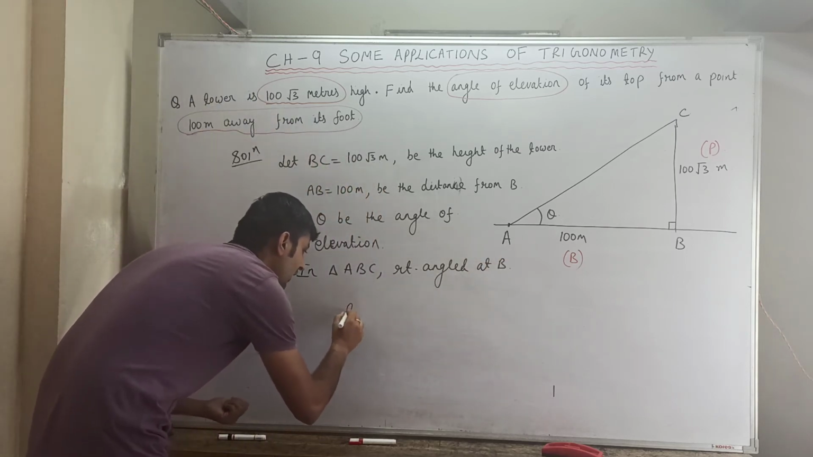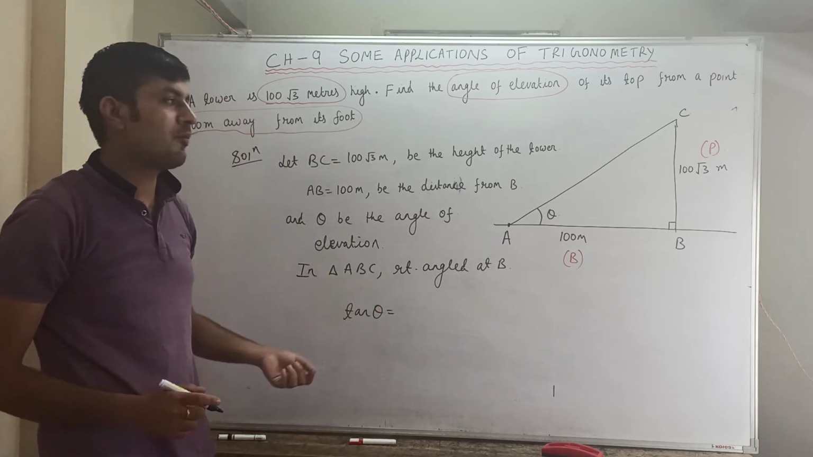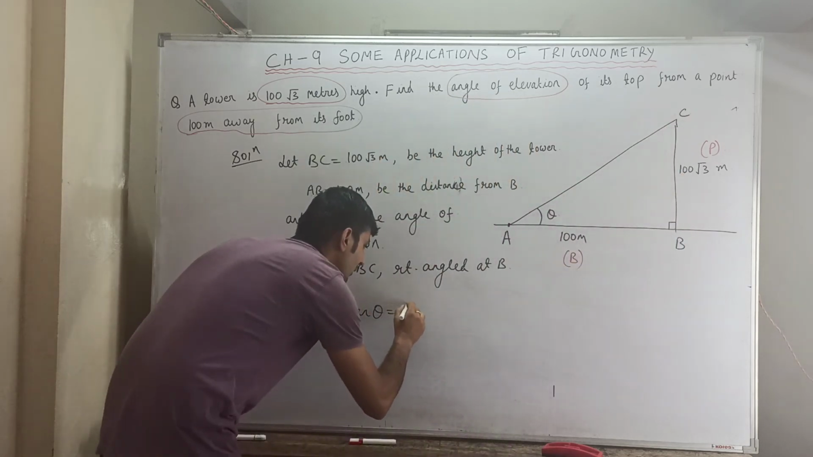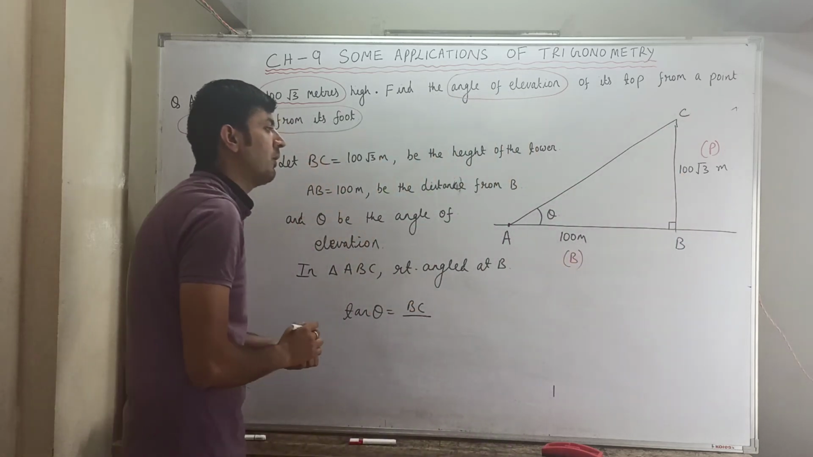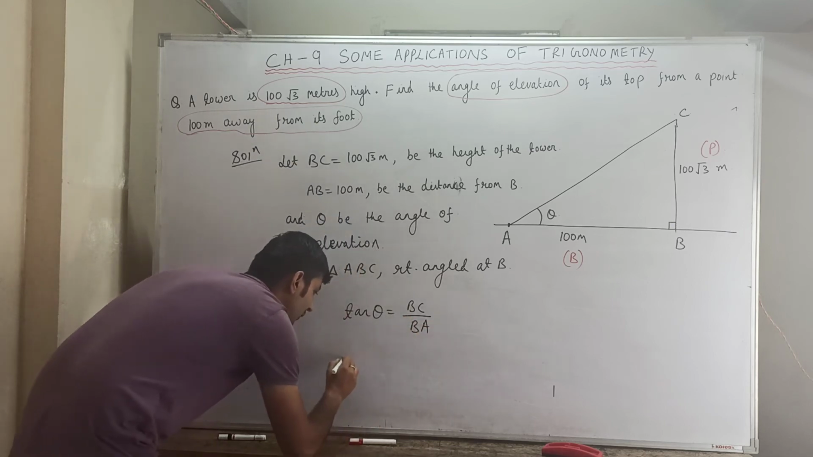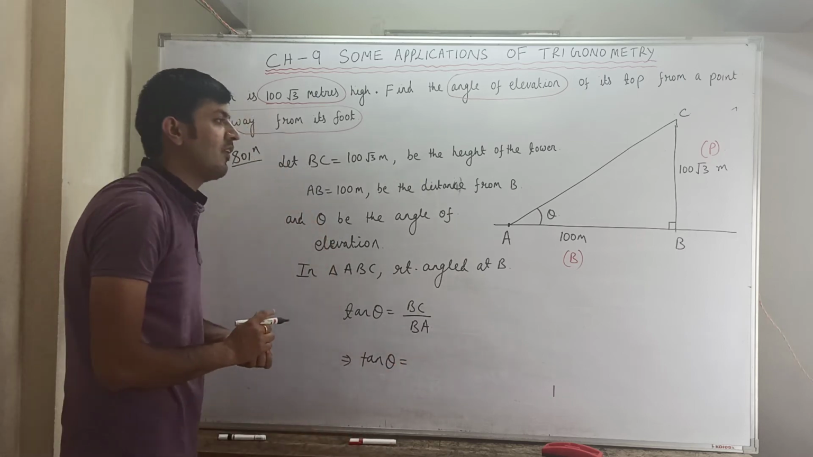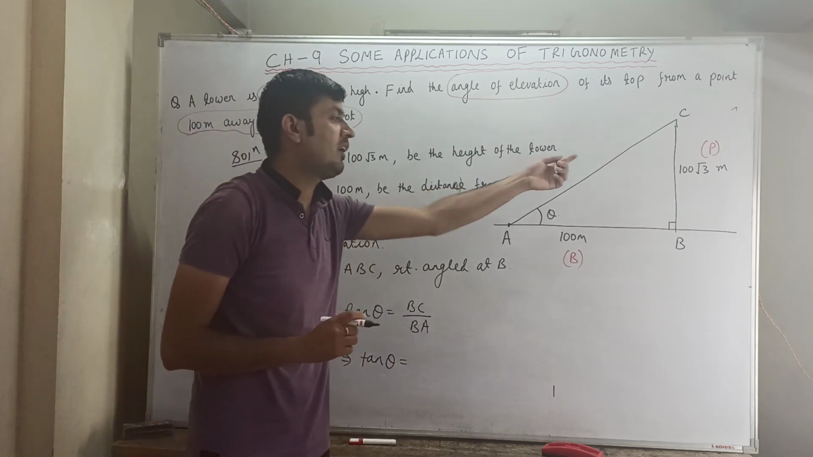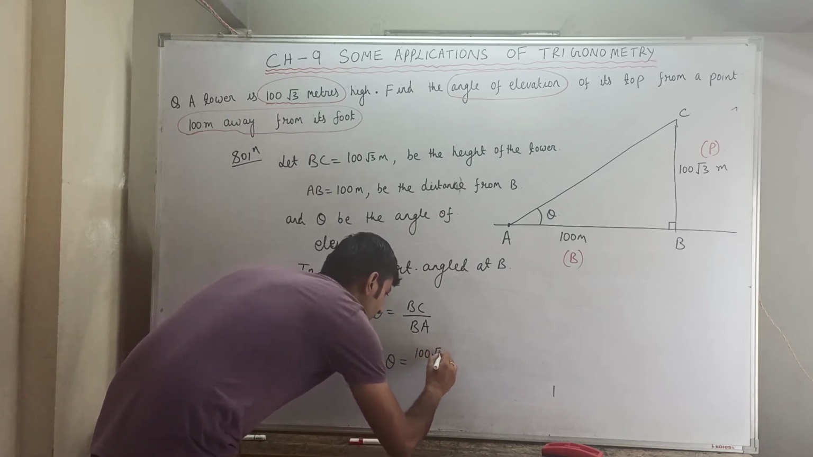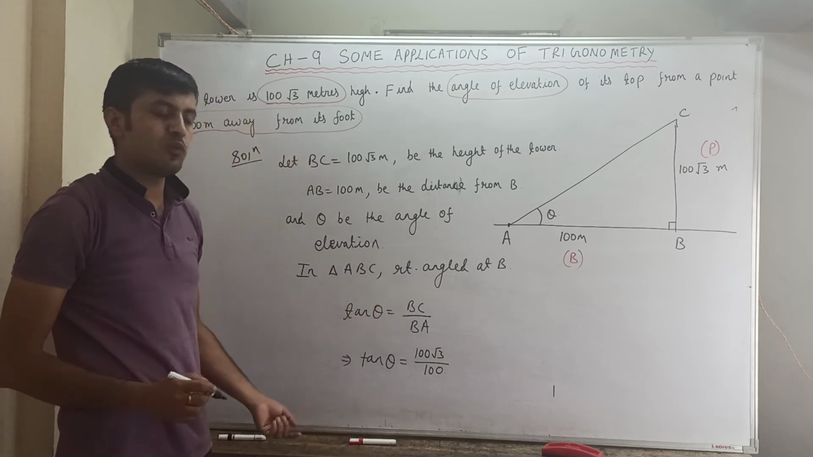So what will be your tan of theta? Tan theta is what? Perpendicular by base. What is your perpendicular? Perpendicular is BC. So it will become BC by how much? BC by BA. So you do the calculation. Your tan of theta will become how much? What is the value of BC? BC is 100 root over 3 divided by how much? 100, because your BA is given to be 100.